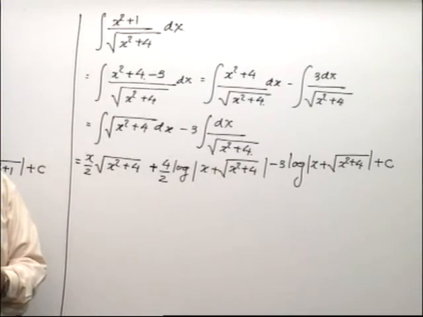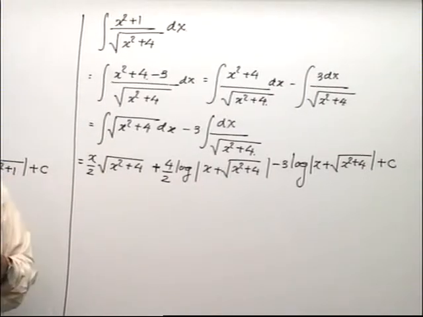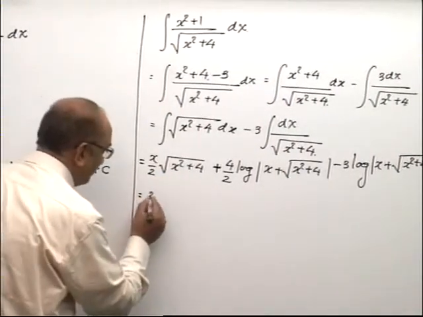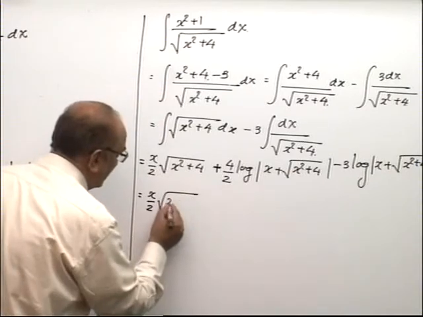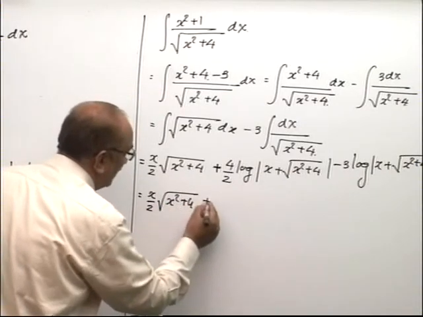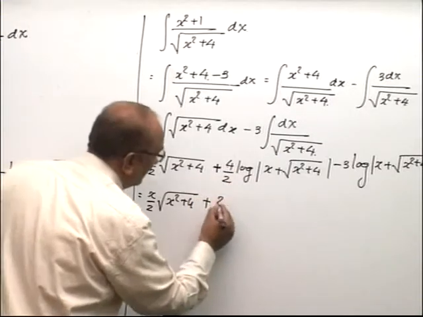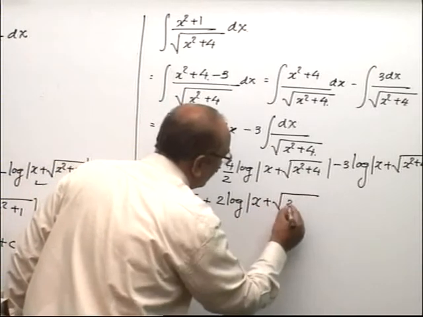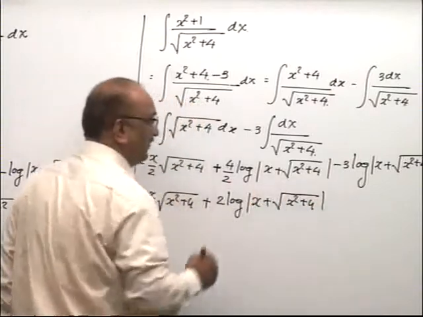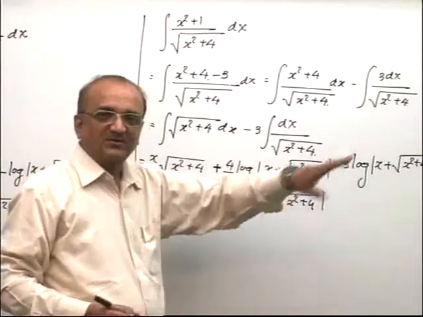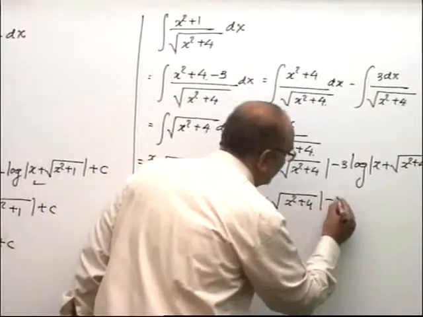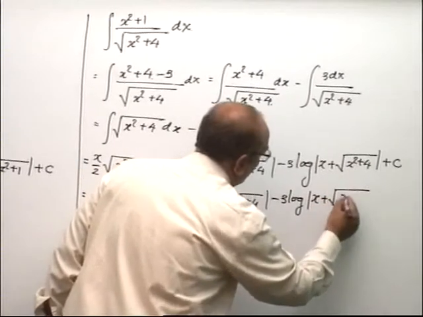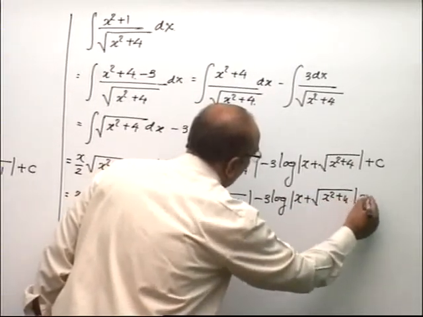Clear? Now, the stage of simplification. First step, there is no change. What to write? X by 2 into root of (x square plus 4) plus 4 upon 2 is 2 log of modulus x plus root of (x square plus 4), mod complete. Last term is the same, no change, minus 3 log of modulus x plus root of (x square plus 4) plus c.